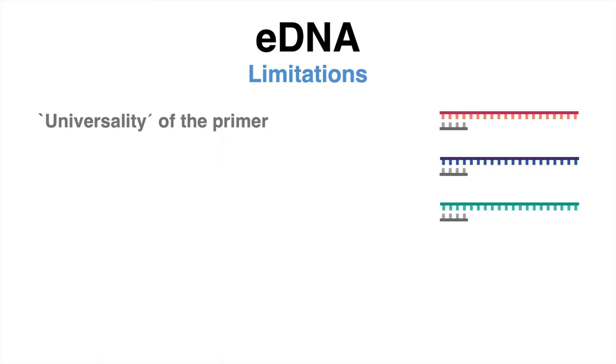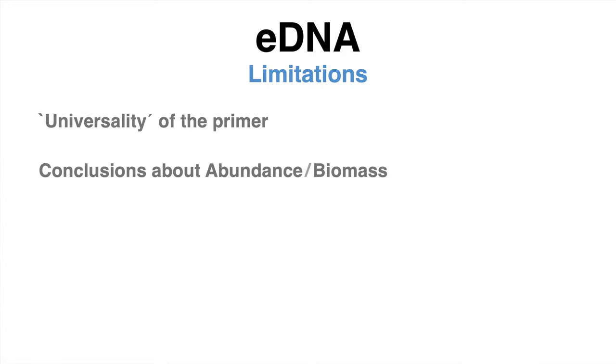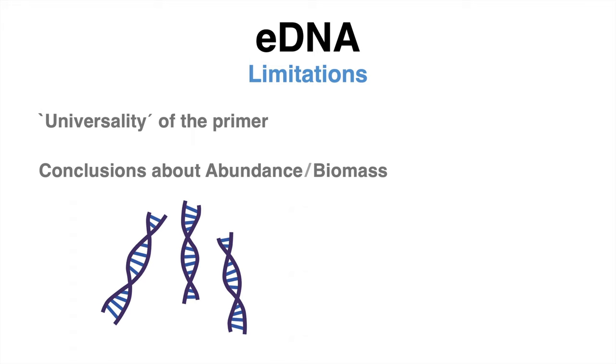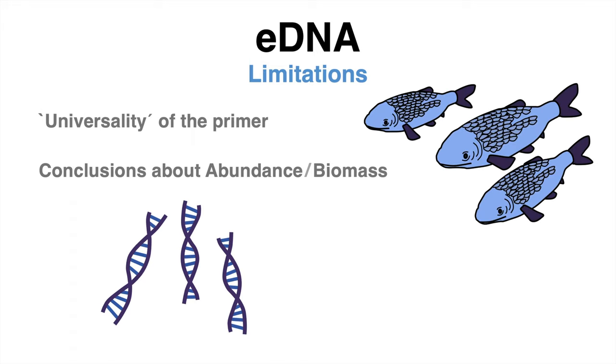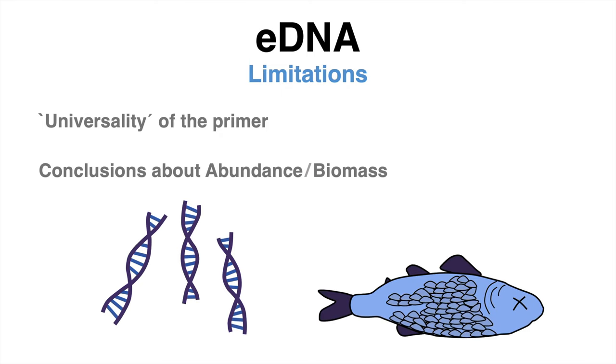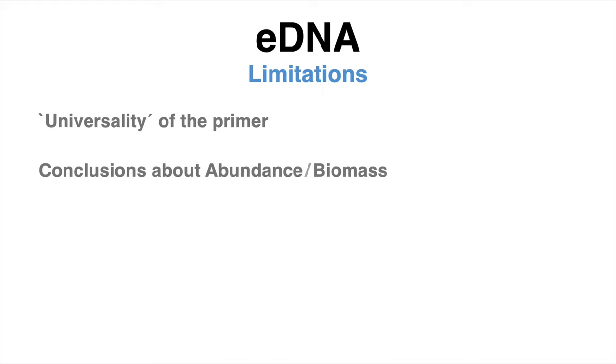Further, it is hard to draw conclusions about the abundance or biomass of animals. Much eDNA from one species could indicate that this species is abundant, but it could also have various other explanations. One might be that a dead individual of a rare species may release elevated levels of eDNA. Quantification of eDNA data is still questionable at this moment.